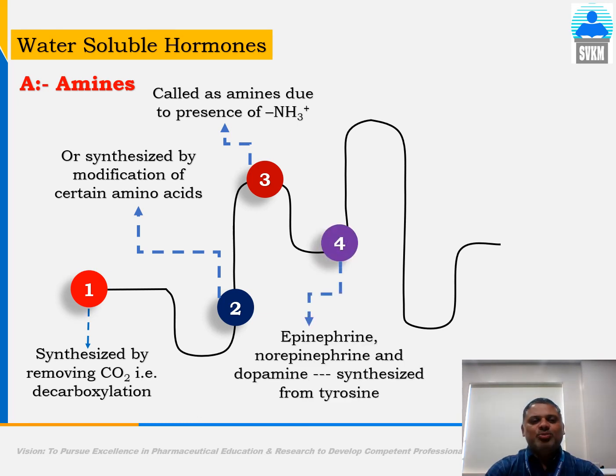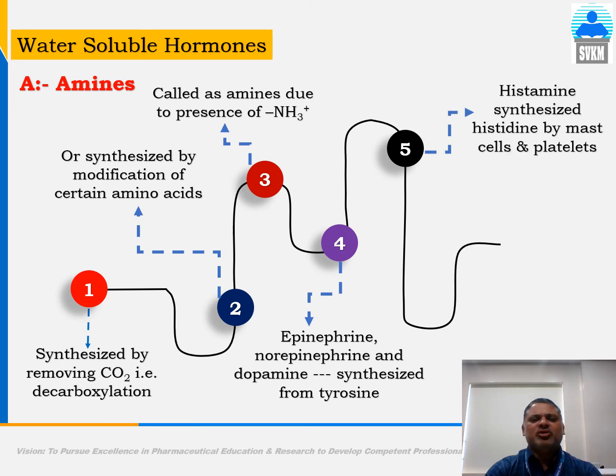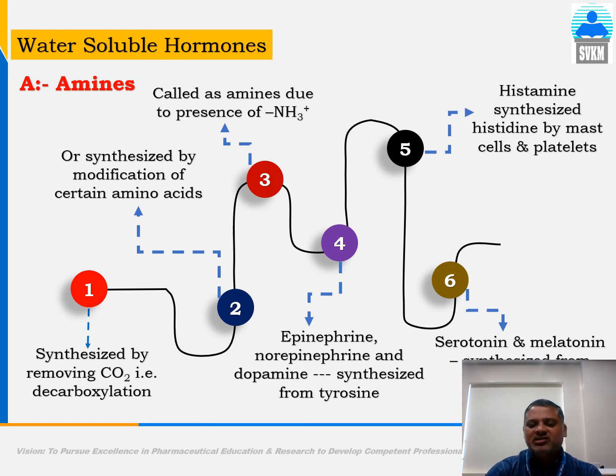Let's take examples of the amines. For example, the catecholamines: epinephrine, norepinephrine, and dopamine. These are called catecholamines because they contain the catechol moiety, and they are synthesized from tyrosine. Another example of the amines is histamine, synthesized from histidine by the mast cells and platelets. And the third example is serotonin, that is 5-hydroxytryptamine, and melatonin. These are synthesized from the amino acid tryptophan.